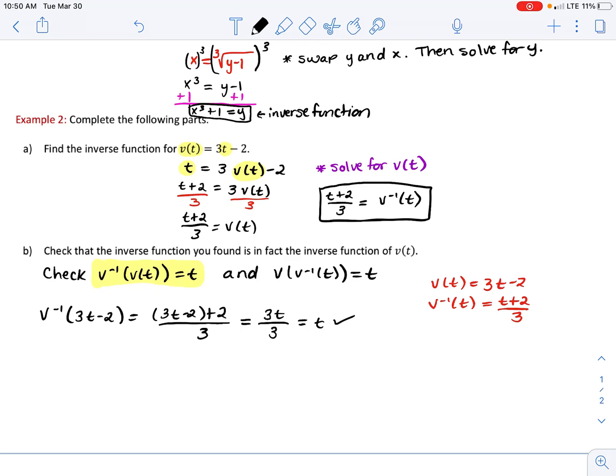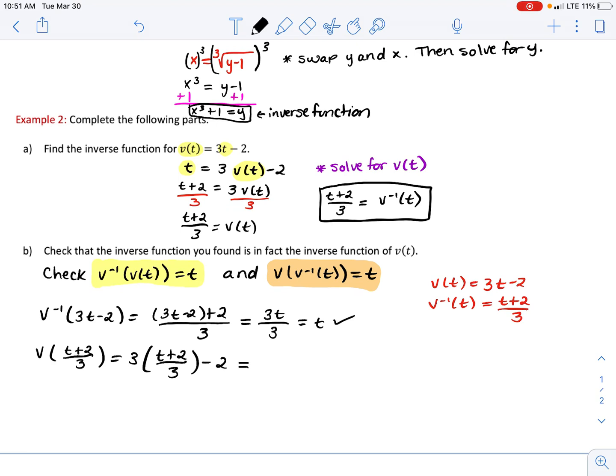Now I need to check the next one. So I need to check that v of v inverse is equal to t. So I need to plug the inverse function into v. So I need to plug in (t plus 2) over 3 into v. So wherever I see t in v of t, I need to plug in (t plus 2) over 3. So I have 3 times (t plus 2) over 3 minus 2.